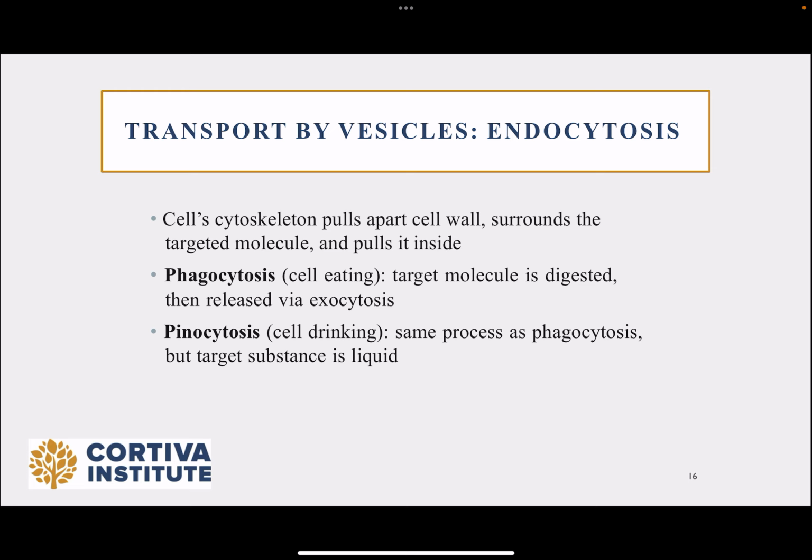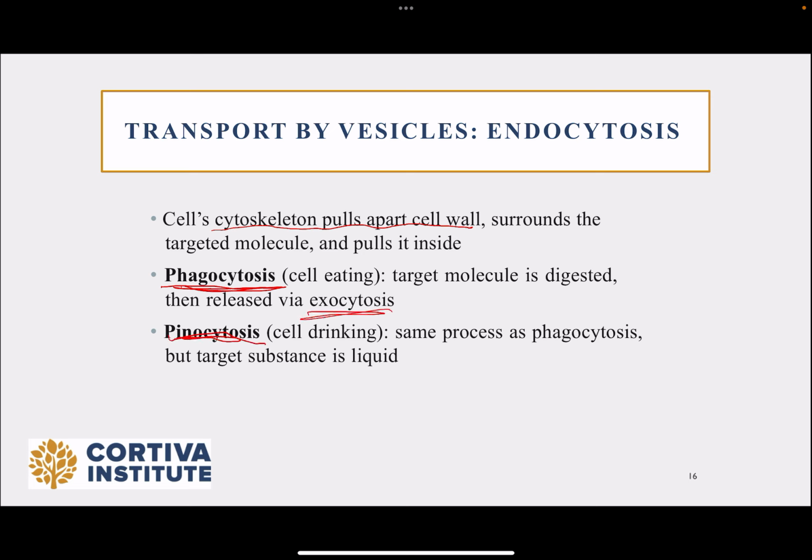So through endocytosis, right, this is when the cell's cytoskeleton pulls apart the cell wall, and it's going to surround a specific molecule and pull it inside, right? Now, phagocytosis is cell eating, right? So that molecule is recognized, digested, and then released through exocytosis.